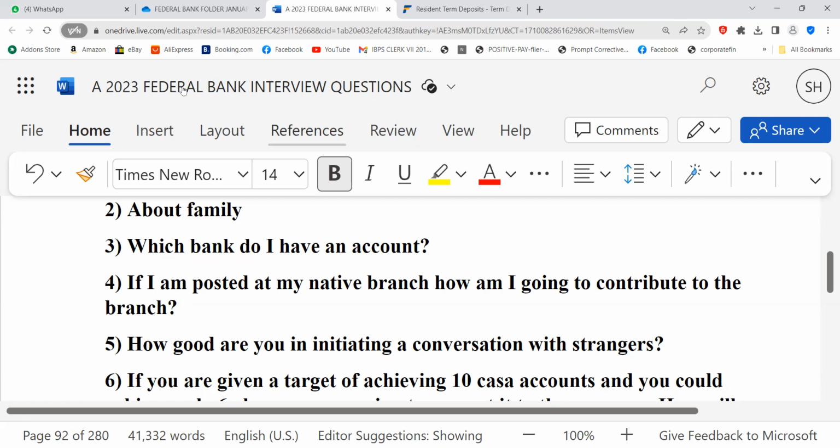Okay, good, not bad. Now next is Vaishnavi. Supposing I post you, what is your native place? Sir, my native place is Jalna, and there is only one branch of Federal Bank. Jalna, in Maharashtra. Okay, we have posted you in the branch in Jalna. Tell me, how will you contribute to the branch?